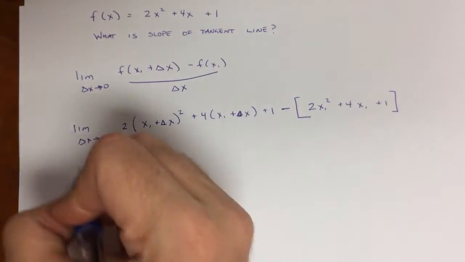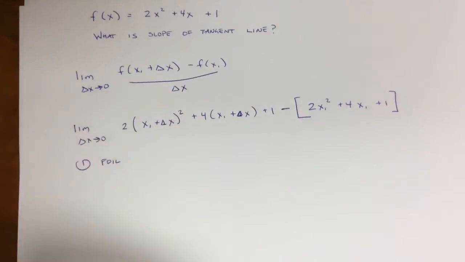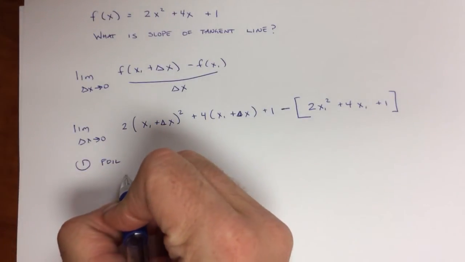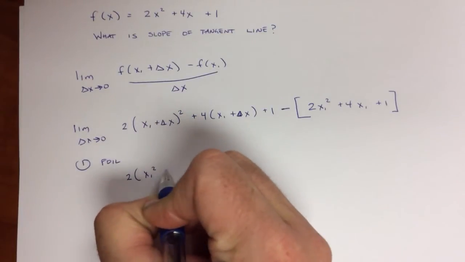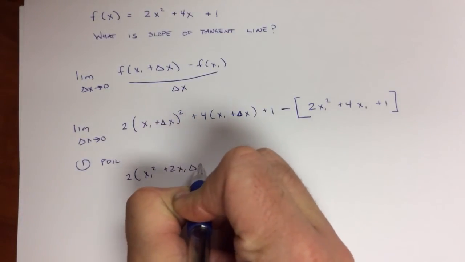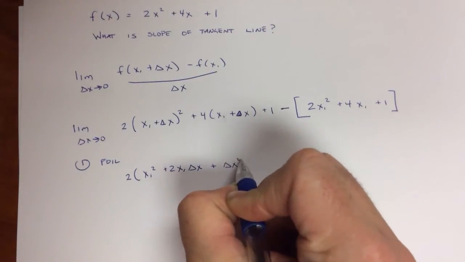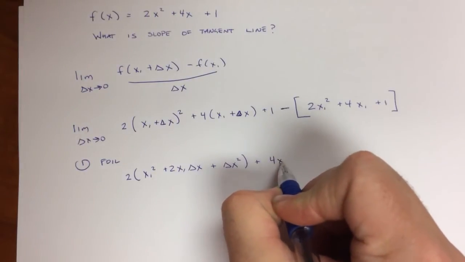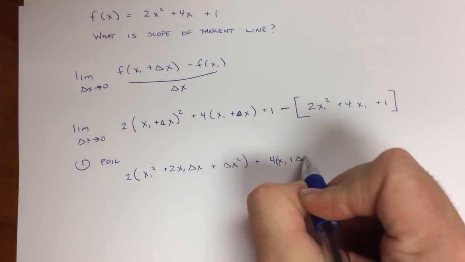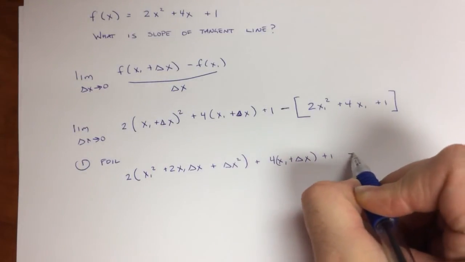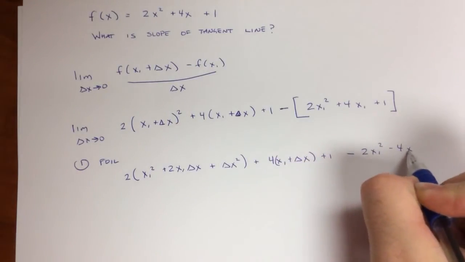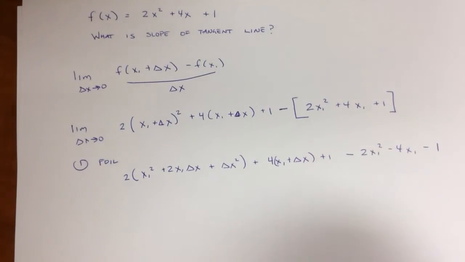Okay, so step 1 was to FOIL. So wherever we see this square term, that's what we want to FOIL out. So I'm going to go ahead and get to the final answer of the FOIL. So we'll get 2 x1 squared plus 2 x1 delta x plus delta x squared. So I just FOILed that out. Plus 4 times x1 plus delta x plus 1 minus, now I'm going to take that minus sign all the way through, 2x1 squared minus 4x1 minus 1.